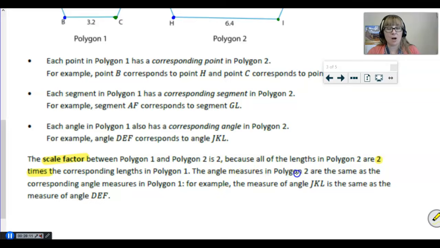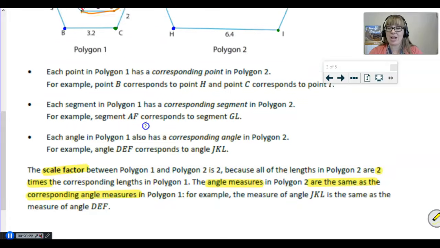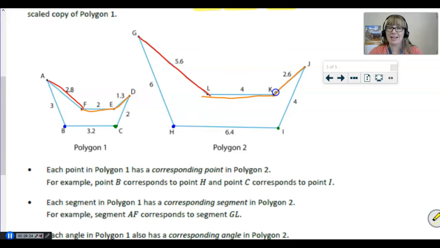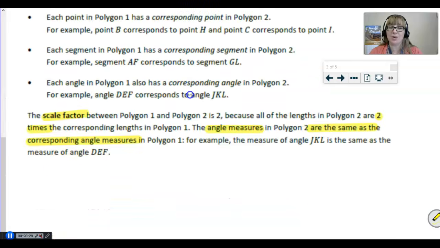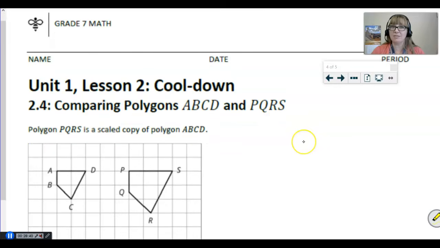The angle measures in Polygon 2 are the same as in the corresponding angle measures for the first polygon. In the example, the measure of angle JKL is the same as angle DEF in the original. So angle measures are the same, and the side lengths, or the segment pieces, they change according to that scale factor. Now, that's it for our summary. Let's finish up with our lesson cooldown.